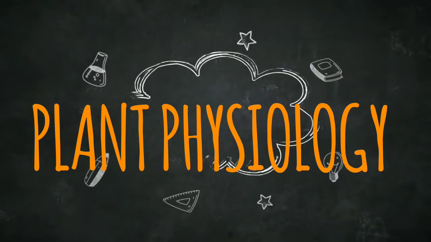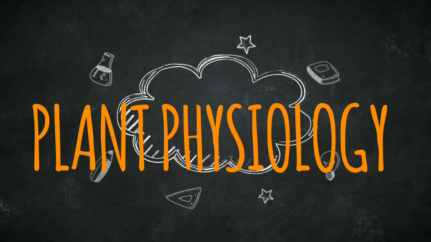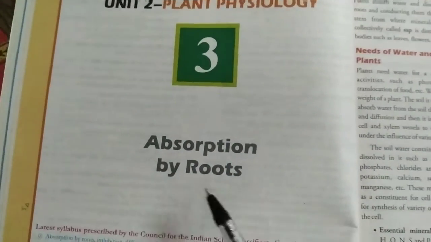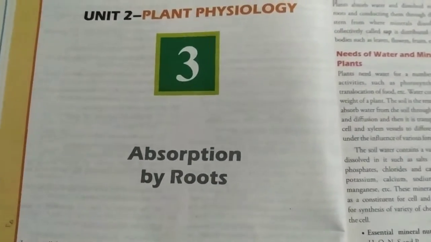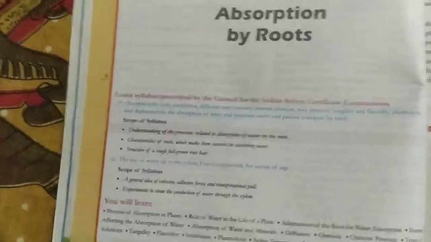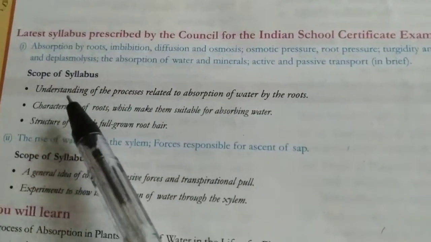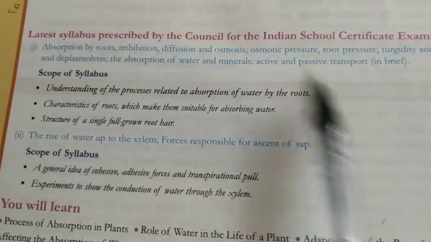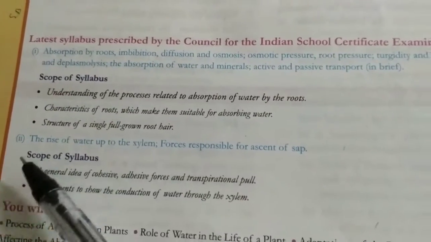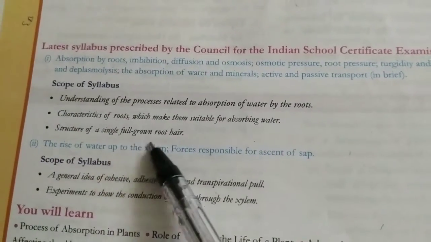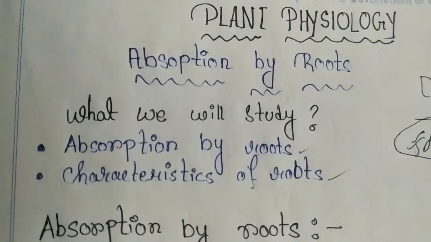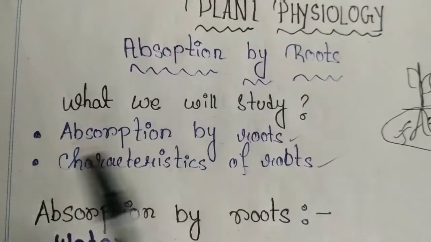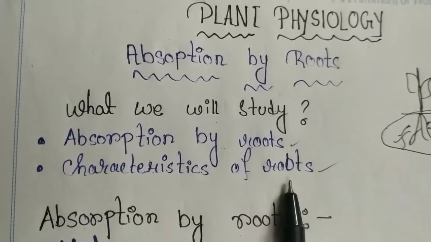So, from today, I'll take one class of biology, and today I will teach you plant physiology. I'll start with the chapter on absorption by roots. Moving on, let's discuss the scope of the syllabus. First is understanding of the process related to absorption of water by the roots, the characteristics of roots, and then the structure of a single full-grown root hair. Now these two parts, absorption by roots and the characteristics of roots, we are going to discuss.